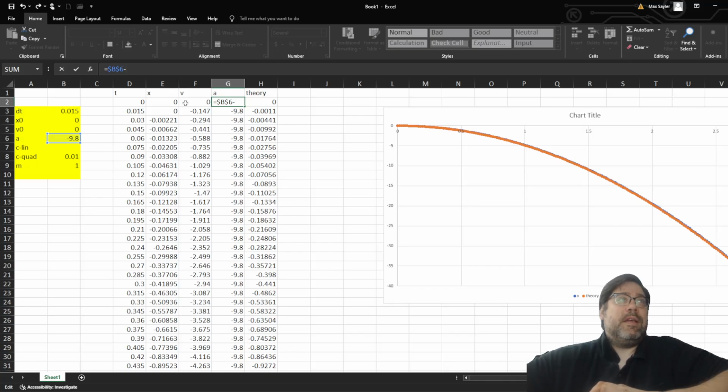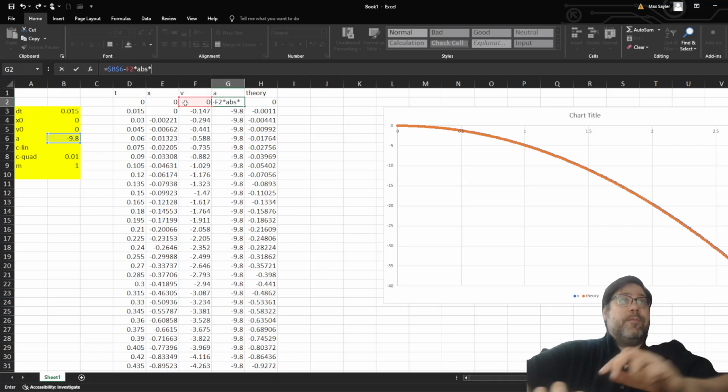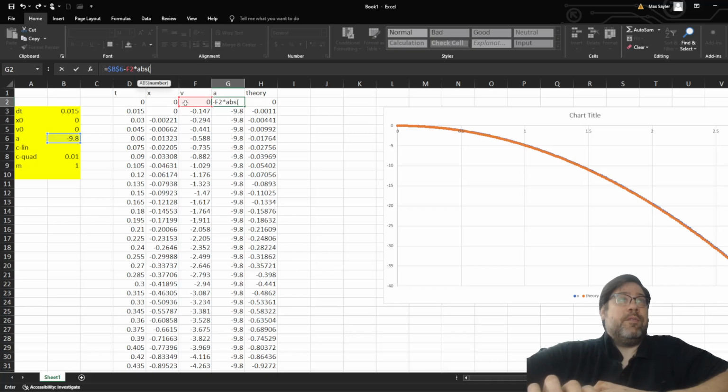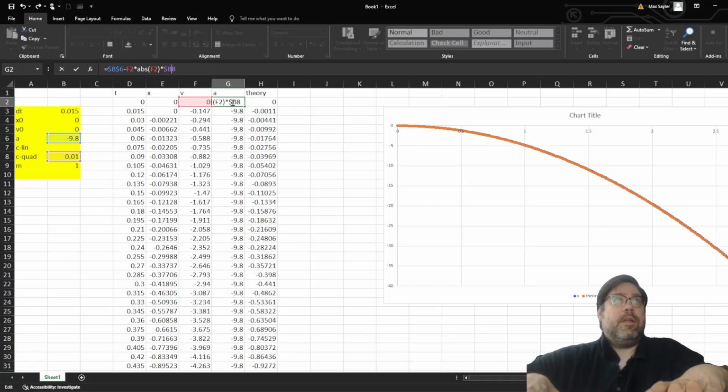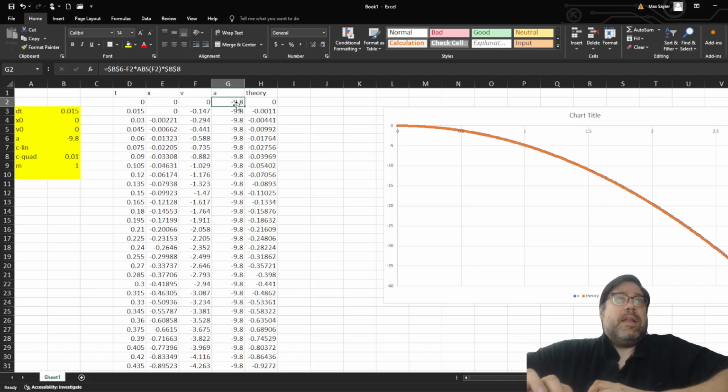times the absolute value of the velocity. This is just v squared, and I'm doing this so I keep the direction. I want it to be in the opposite direction of the velocity. So this gives me the direction, and this gives me the v squared, and then I'm going to multiply it by the quadratic drag coefficient. And let's do $sign. And you can see when I start that this is just minus 9.8.